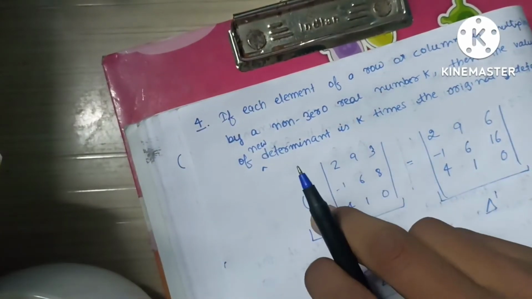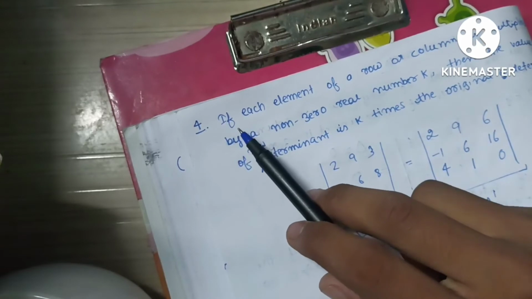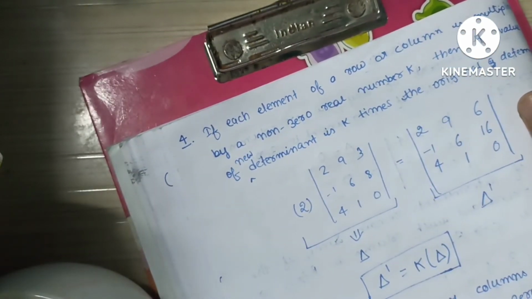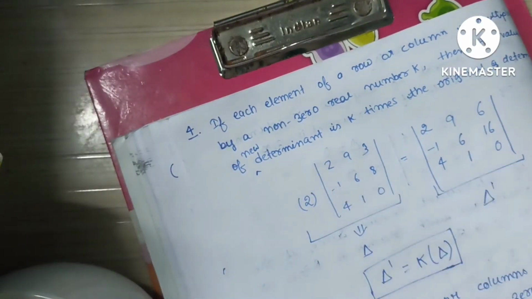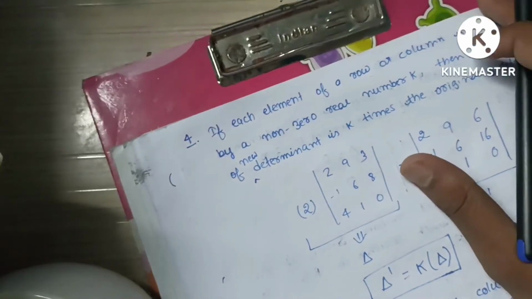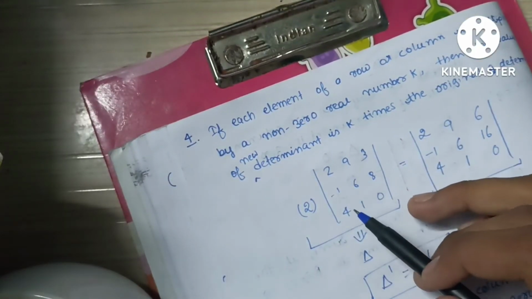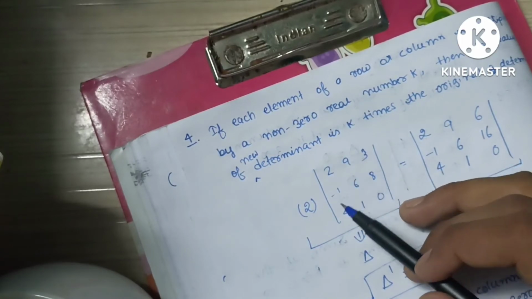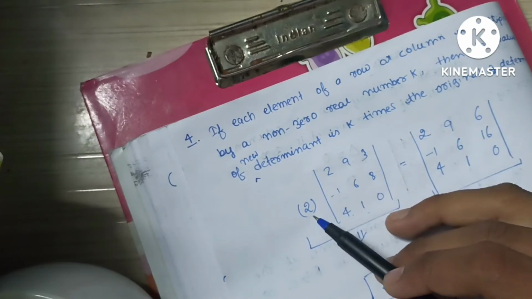The fourth property of the determinant is actually an important one. Let's read this. If each element of a row or column is multiplied by a non-zero real number, say k, then the value of the new determinant is k times the original determinant. Here we have taken a determinant 2 -1 4, 9 6 1, 3 8 0, and we are multiplying with a number 2. It is a real number.